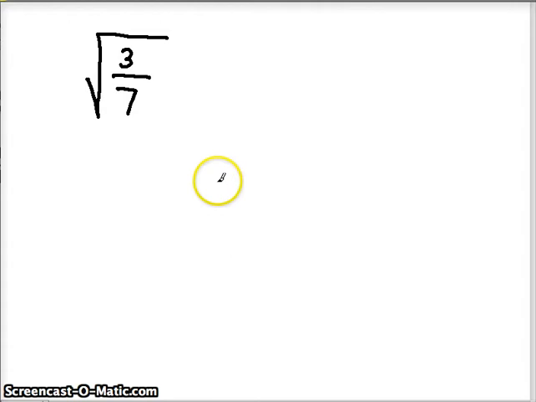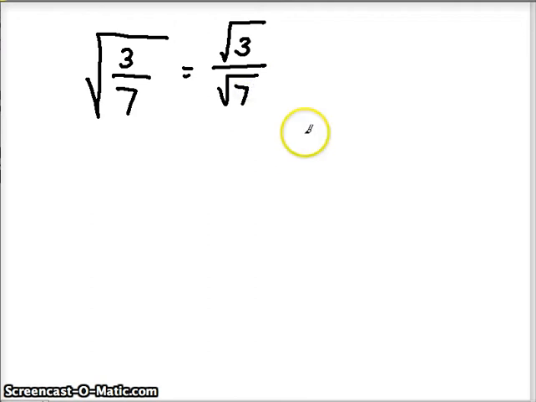Let's say we got the square root of 3/7. This is where it starts to get tricky here. Well, let's break it up into two fractions. Square root of 3 over the square root of 7. And you might say, well, we broke it up. We can't take the square root of 3, and we can't take the square root of 7. They're already simplified as much as possible. You might think we're done.